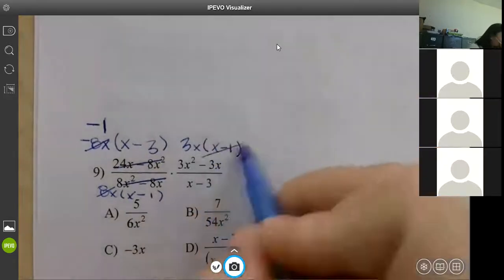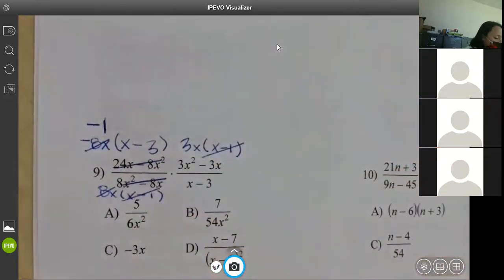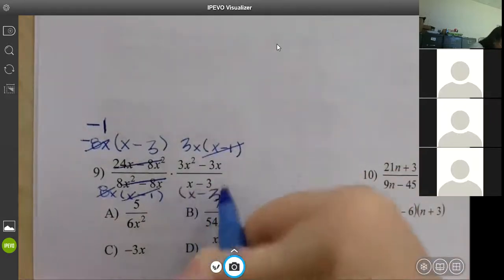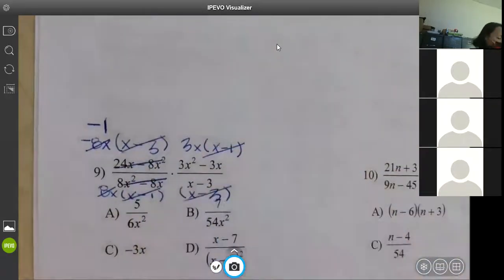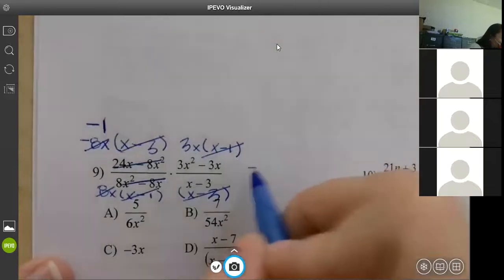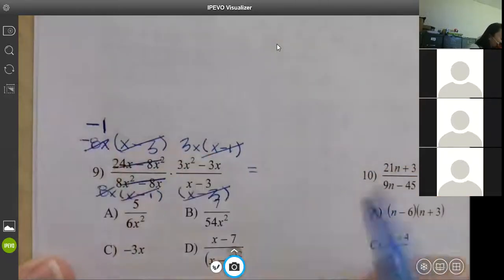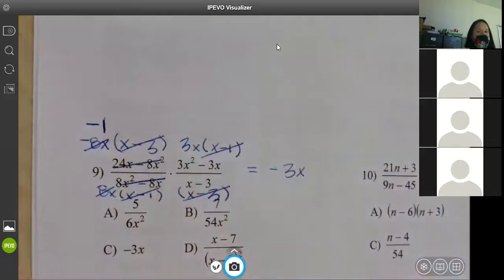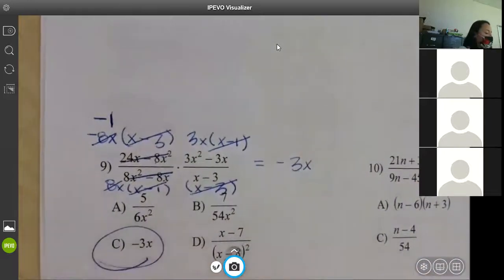And if you guys look, there's your x minus 1 will cancel out. On the bottom, we have x minus 3, which will cancel at the top, x minus 3. On the very top, we have a negative 1 and a 3x, which leaves you with... And we don't have anything on the bottom. So your final answer is C.